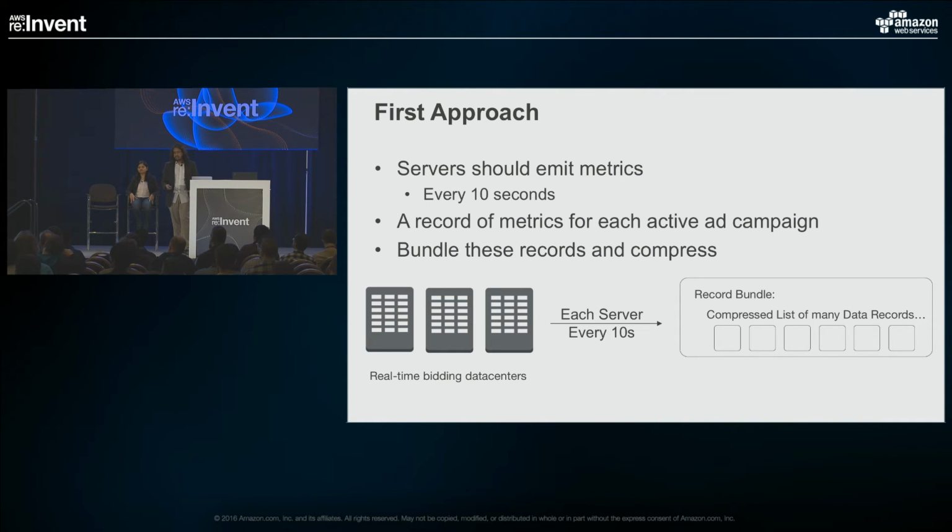For every active ad campaign, we have a record, or some number of records based on some additional factors. But before we send it along, an important feature is that we choose to bundle these records and compress them. So we're not sending 50,000 individual messages across the wire. We send a lot fewer, larger messages because we see really good compression characteristics in our data. And this ends up being important as we go along.